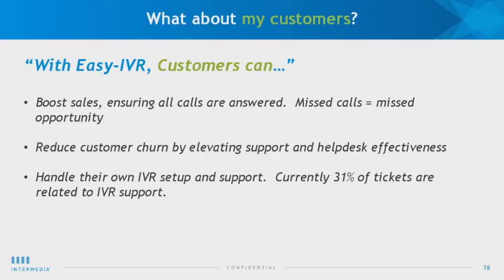What about them? Well, for them, they can boost sales just by virtue of knowing all their calls are going to be answered. Sounds simple, right? But it's not. That's huge. Missed calls means missed opportunities, and this is not a great year for missing a lot of opportunities, right? They can reduce their churn by elevating the support and help desk effectiveness, partly because of the structure, partly because of how you can get more context when people are routed properly, and partly because of the back end reporting. They can really see over time what those friction points are. So Easy-IVR helps directly or indirectly with all of these things.